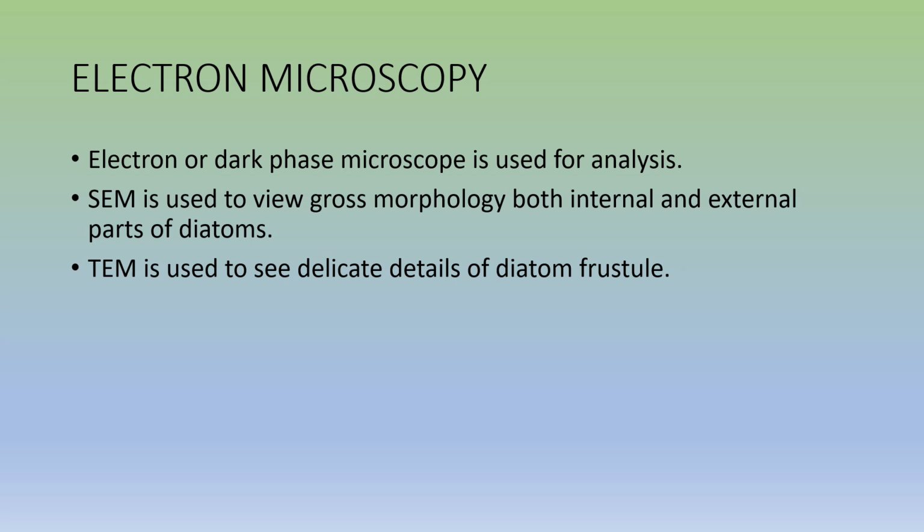In electron microscopy, the electron microscope or the dark phase microscope is used for the analysis of the diatoms. To examine the morphology of the diatoms, two types of electron microscopes can be used. One is the SEM, that is the scanning electron microscope. The other is the TEM, that is the transmission electron microscope. The SEM is used to view the gross morphology of the diatoms, all the frustules, both internal and external parts of the diatoms. And the TEM is used to see the delicate details of the diatom frustules.